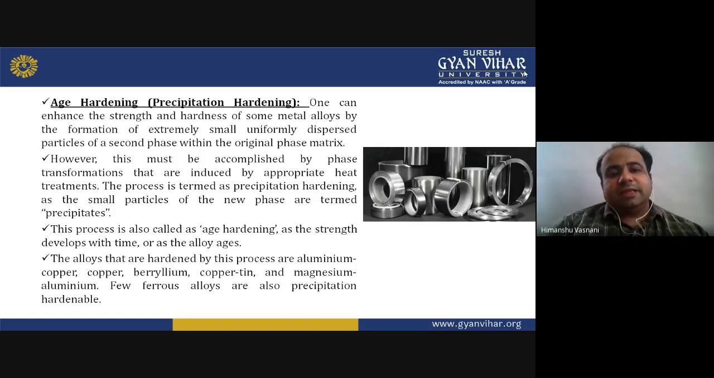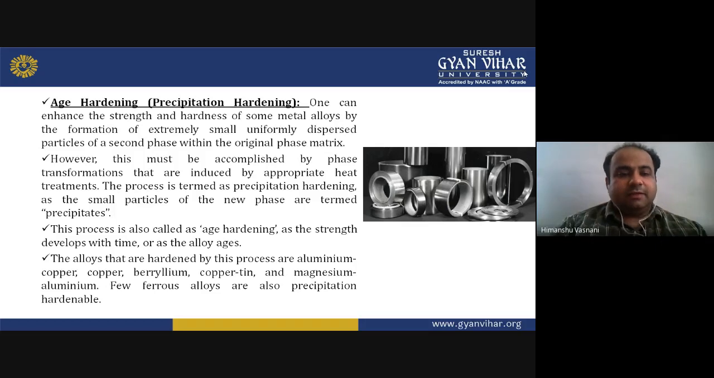Okay, in this the small particles of the new phase are termed precipitates. This process is also called age hardening, as the strength develops. In age hardening, what happens, as I just told you before, is that the strength develops with time, or the alloy ages.